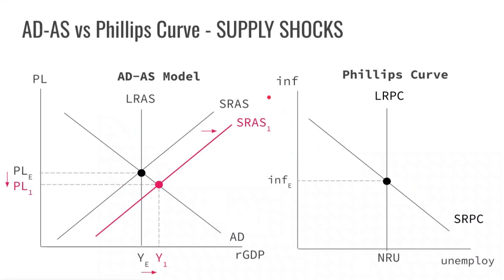So right here on our ADAS model, we have our shifted SRAS. This is an increase in SRAS. And when we have an increase in SRAS, our price level is going to decrease here, as you can see, to the pink. And our GDP is going to increase. So that's going to be a decrease in price level, so decrease in inflation, and then an increase in our GDP, which is also an inflationary gap.